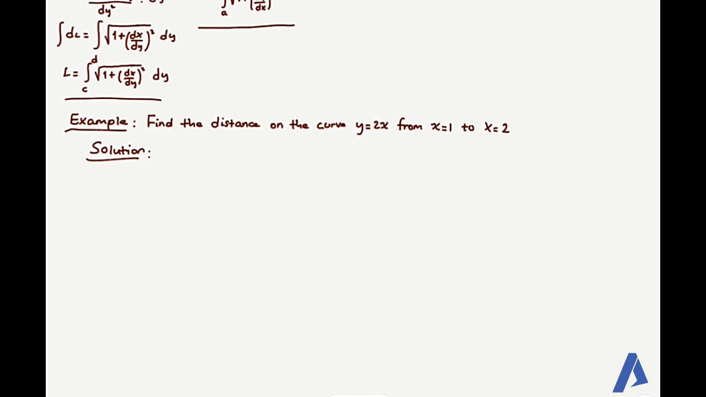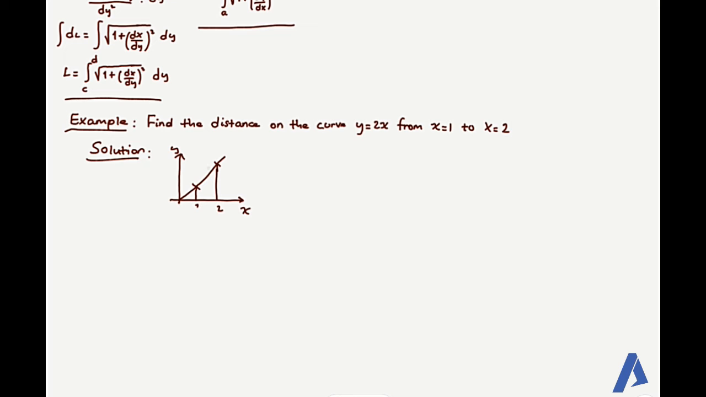ስለዚህ to clarify, practical የሆነ ኤግዛምፕል፣ find the distance on the graph y is equal to 2x from x equal to 1 to 2 ነው የሚለው። ስለዚህ ከርቫችን, this is y axis and this is x axis, ከርቫችን ይሄ ቢሆን from x is equal to 1 to x is equal to 2.